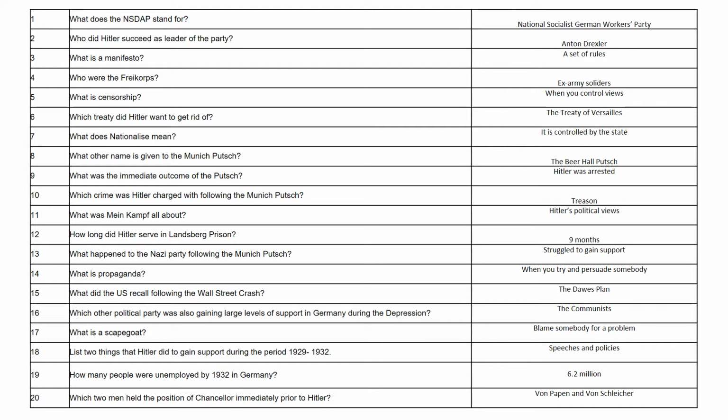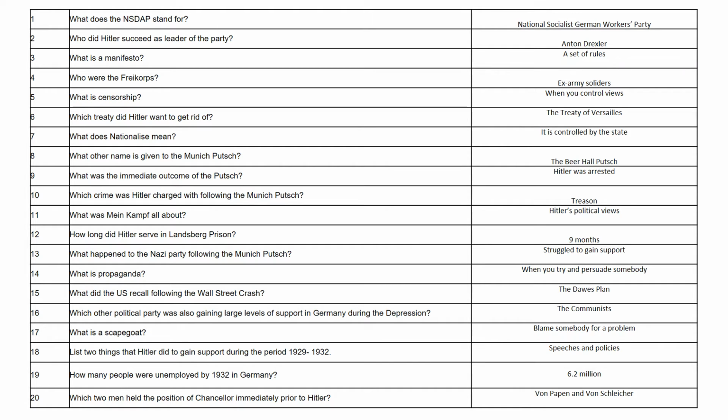Who were the Freikorps? They were the ex-army soldiers. So remember, the army was reduced quite significantly, wasn't it, after the First World War? What is censorship? It's when you try and control views. Which treaty did Hitler want to get rid of? He obviously wants to scrap the Treaty of Versailles, and it was because of that that he got such large support, because a lot of Germans hated the Treaty of Versailles.